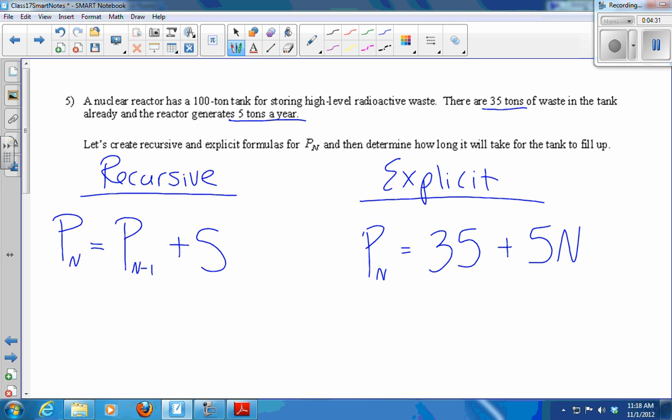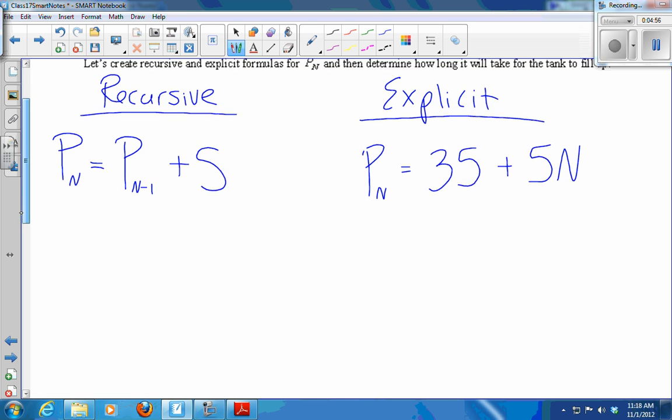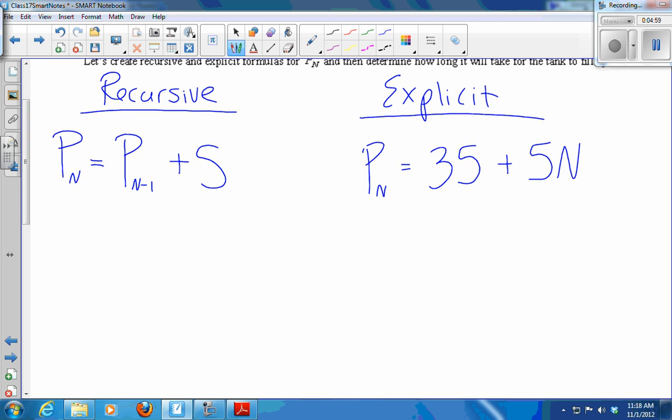So the question was to determine how long it'll take the tank to fill up, right? Which is, we have a 100-ton tank. How long until we have 100 tons of radioactive waste? Which formula do I think is going to be helpful in figuring this out? Explicit. Why? Okay, well, what are you going to do then?